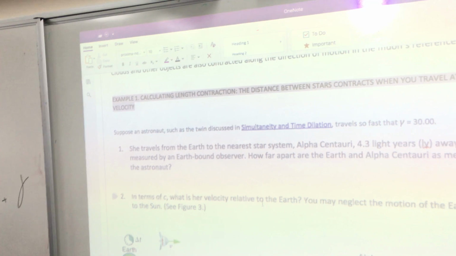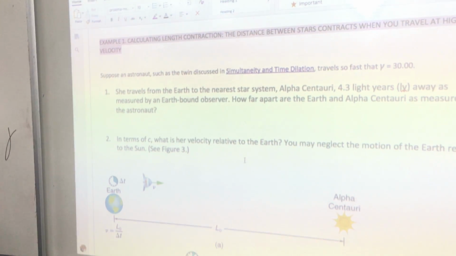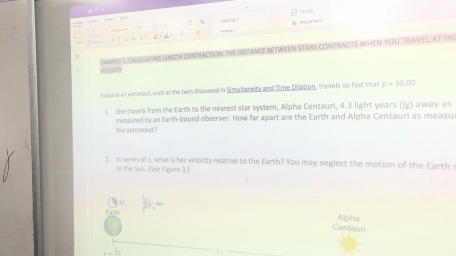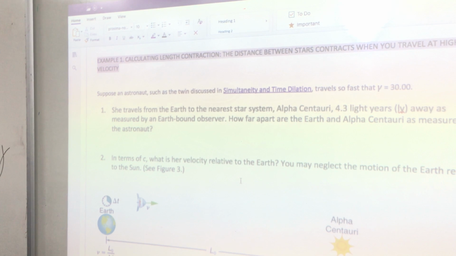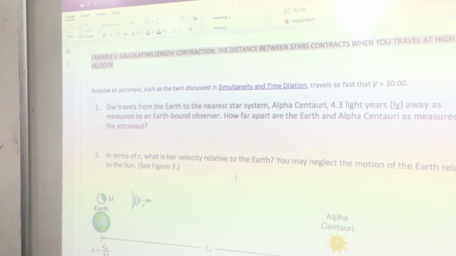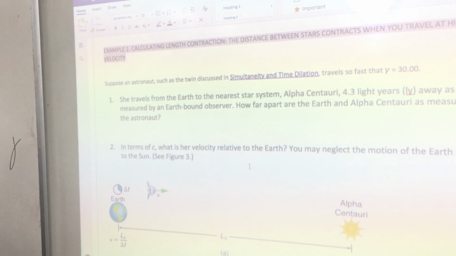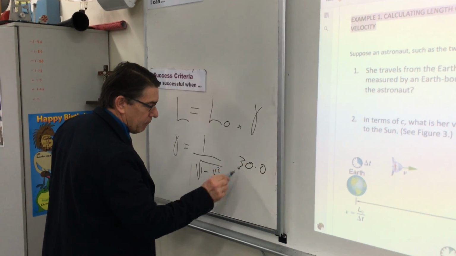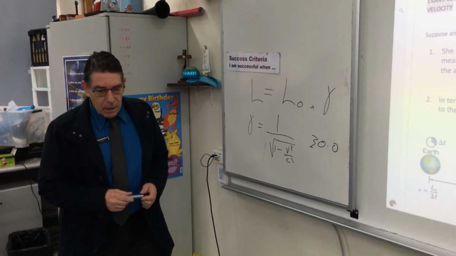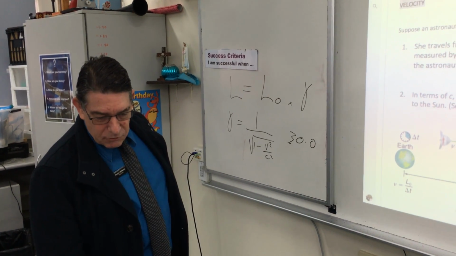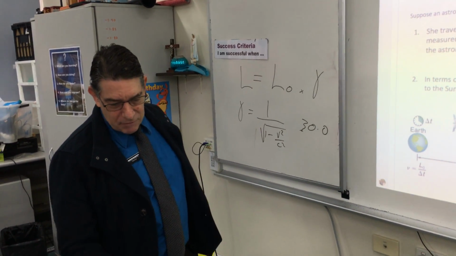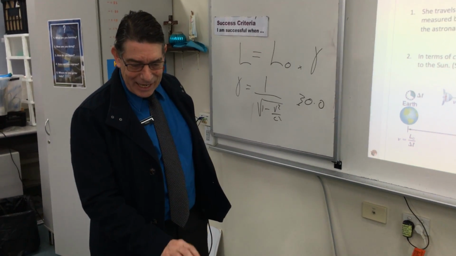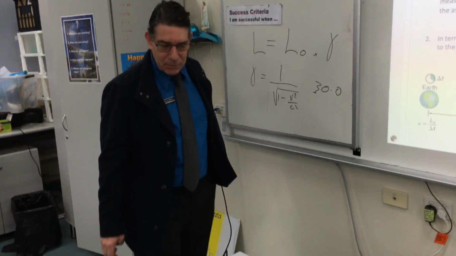So let's go through a quick example here, calculating the length contraction, the distance between, it should technically be, there's a typo in here, the star and the Earth. Suppose an astronaut, similar to what we talked about with the twins yesterday, is travelling so fast that this gamma equation gives a ratio of 30. And she travels from the Earth to the nearest star, Alpha Centauri, 4.3 light years away, as measured by an earthbound observer. How far apart is the Earth from Alpha Centauri as measured by the astronaut?